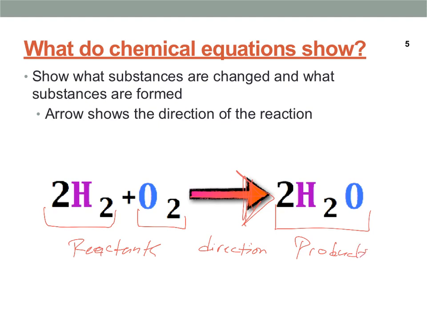The coefficient in front tells you the number of molecules. This is a molecule of hydrogen gas. This is 1 because there's no coefficient. A molecule of oxygen produces 2 molecules of water. So the substances that are changed are hydrogen gas and oxygen gas to produce water.